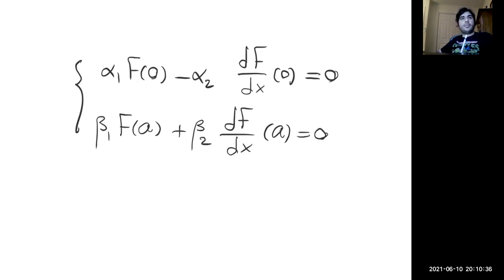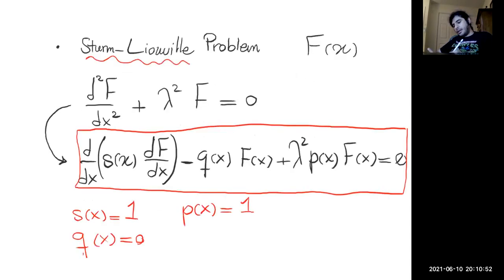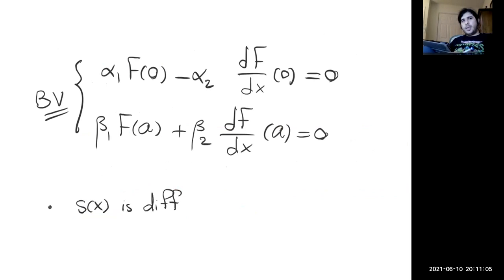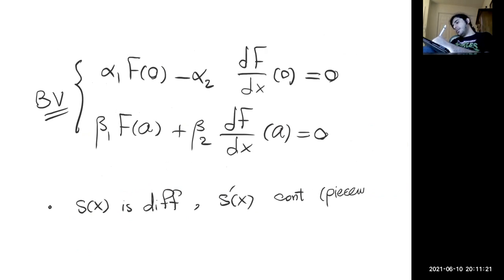So this is the type of boundary value condition we have. There are some assumptions here in this Sturm-Liouville problem. s(x) is differentiable. The function which appears here should be differentiable, at least in this course, because we are taking the derivative of that. It might have weak derivatives, but here we assume it's differentiable. And the derivative s'(x) should be continuous, or at least piecewise continuous.